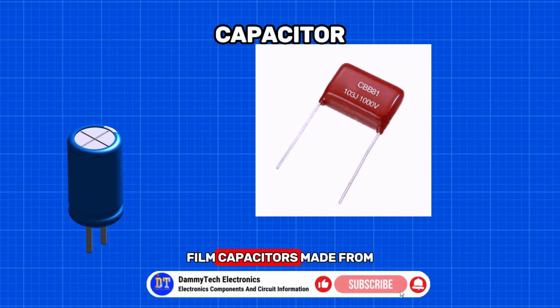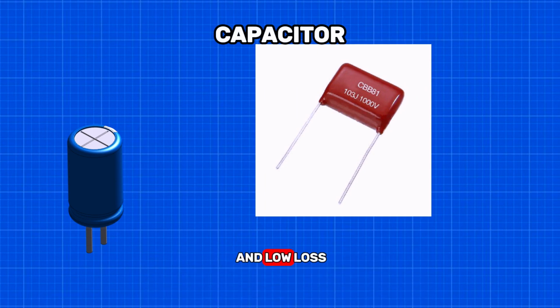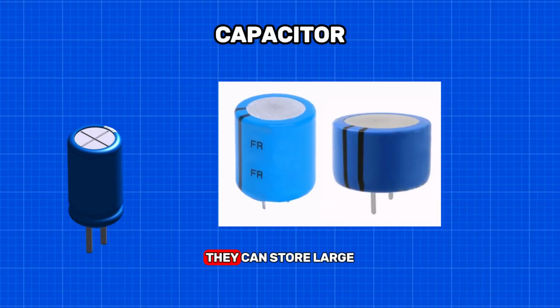4. Film capacitors. Made from plastic film, these capacitors are stable and low loss. They are often used in audio circuits and other critical applications. 5. Supercapacitors or ultracapacitors have very high capacitance. They can store large amounts of energy. They are used in applications that require quick bursts of energy. Examples are backup power supplies and regenerative braking in electric vehicles.